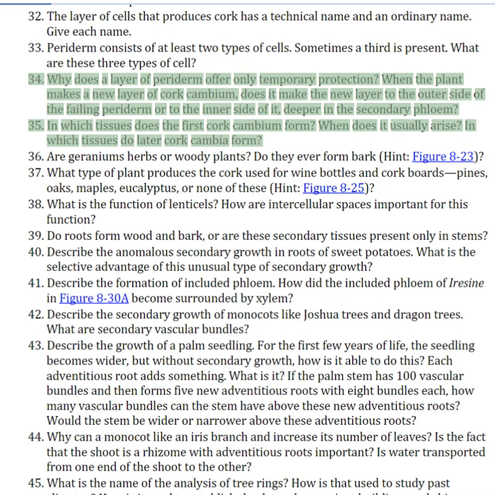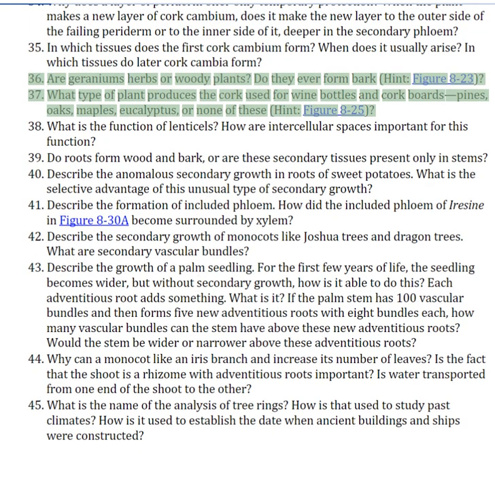35. In which tissues does the first cork cambium form? When does it usually arise? In which tissues do later cork cambia form? 36. Are geraniums herbs or woody plants? Do they ever form bark? 37. What type of plant produces the cork used for wine bottles and cork boards? Pines, oaks, maples, eucalyptus, or none of these?